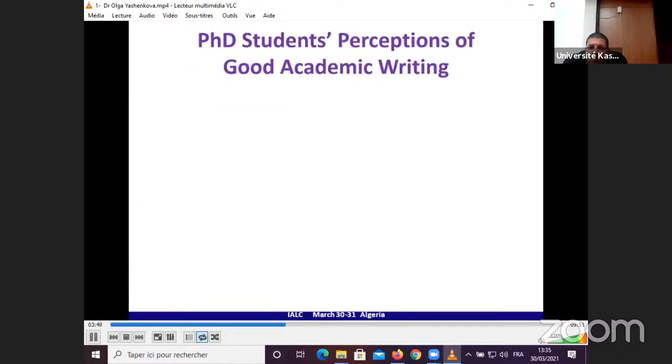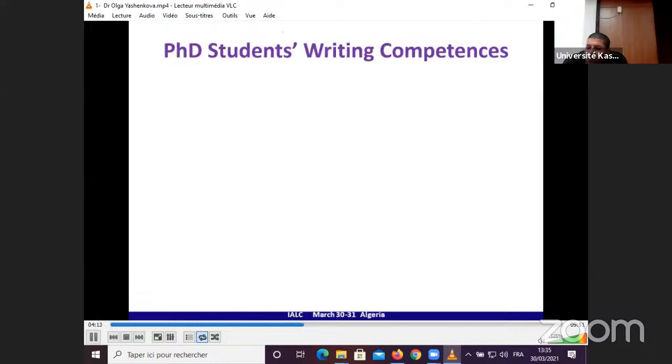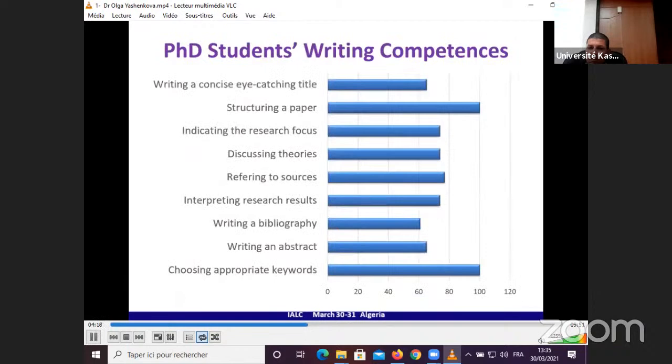According to the survey results, the participants mentioned the following features of good academic writing: clear thematic structure, basing the text on sources, terminological accuracy, supporting arguments with evidence, convincing arguments, and critical thinking. They also assessed their writing competencies. From this slide, you can see that all of them mentioned that they were very confident and knew how to structure their academic paper, how to choose appropriate keywords.